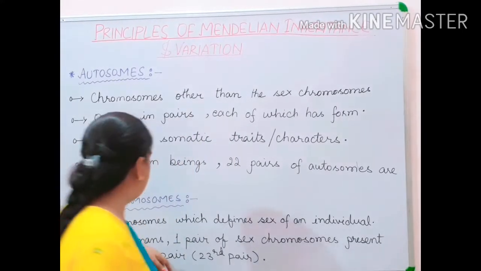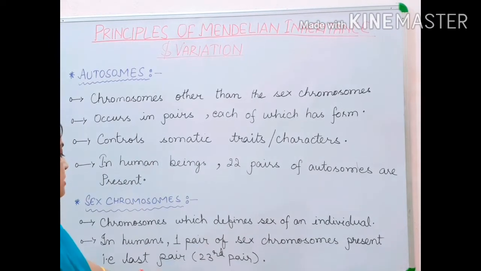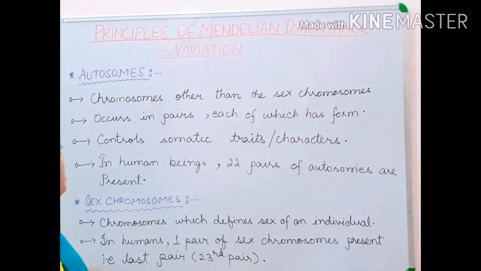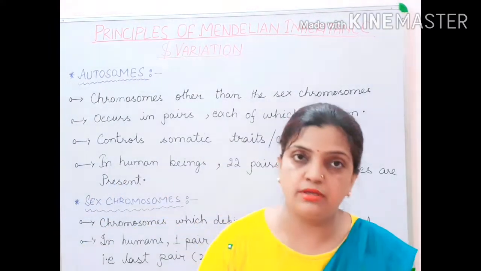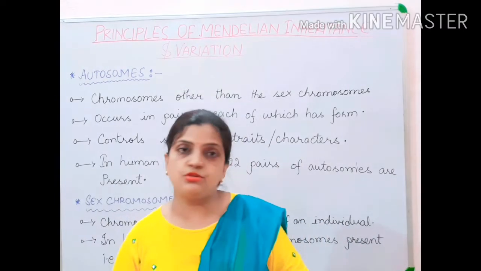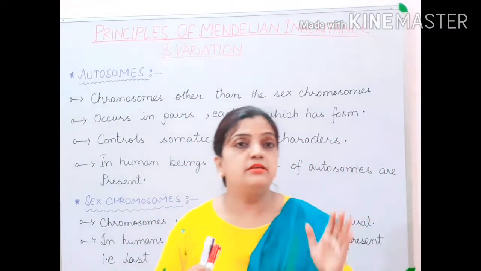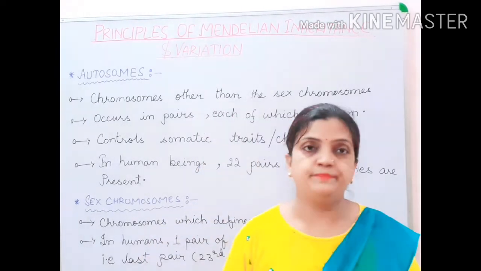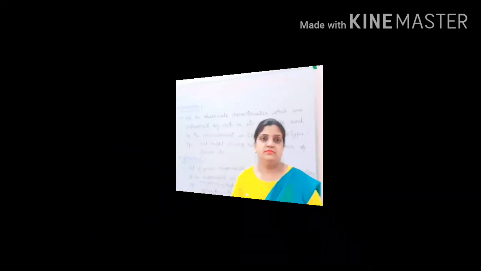Now children, in humans one pair of sex chromosomes is present, that is your last pair, and it is the 23rd pair of the chromosomes. Now children, I have explained to you karyotype, autosomes and your sex chromosomes, which are also called allosomes. Hope you have understood how the chromosomal arrangement is made inside the body. Now children, let us move ahead with another type of definitions.